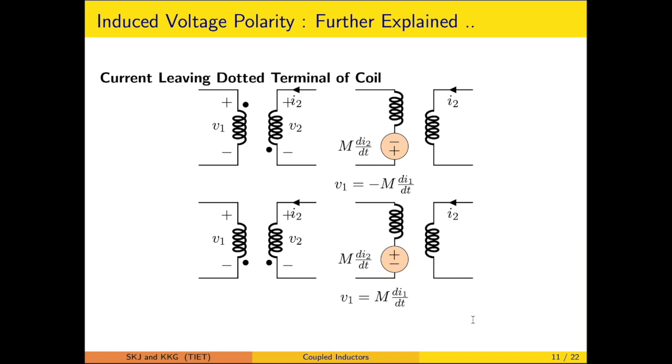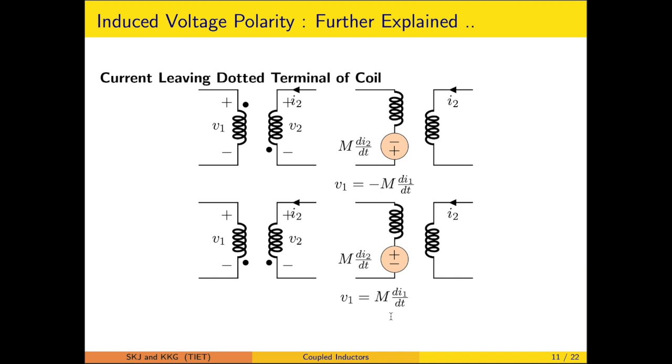The same process is repeated when the current is leaving the dotted terminal. So when the current is leaving the dotted terminal, mark the dotted terminal of the other coil as negative, or the undotted terminal as positive. So that particular is done. The undotted terminal is marked positive here. Current is leaving the dotted terminal here, so mark the undotted terminal as positive. Likewise, that is done.